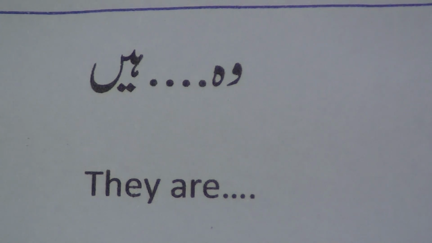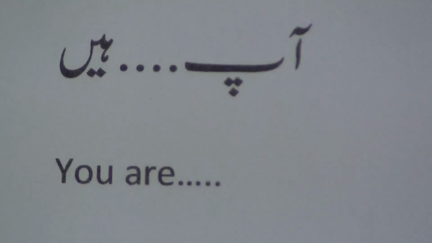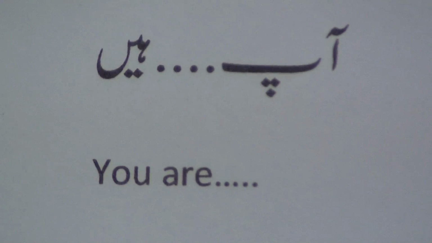If we use वो हैं for he is or she is, it is a very honorific use of the word. It means we are giving honor to someone, so we use वो हैं. आप हैं, you are. As you already know, आप is an honorific word.